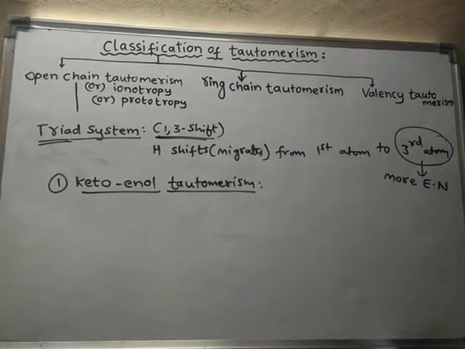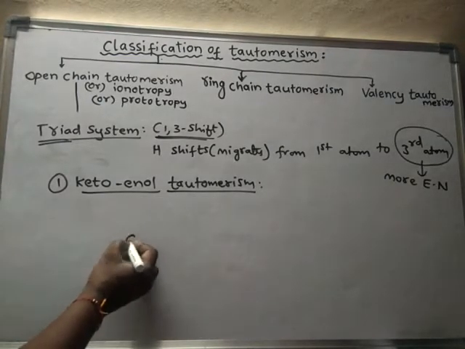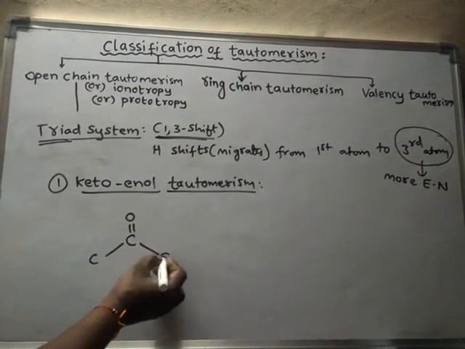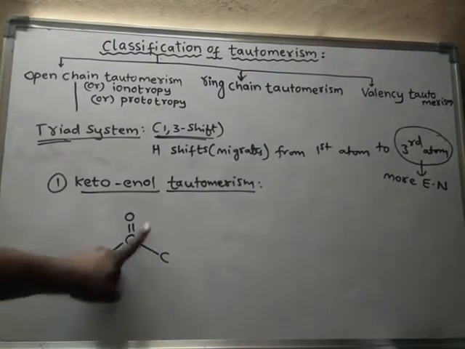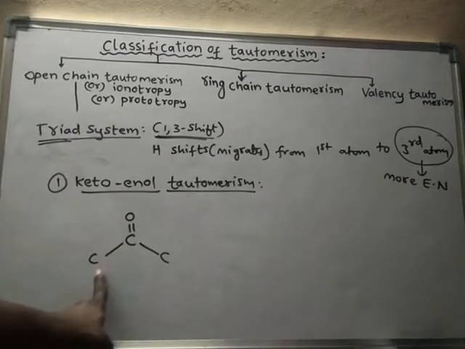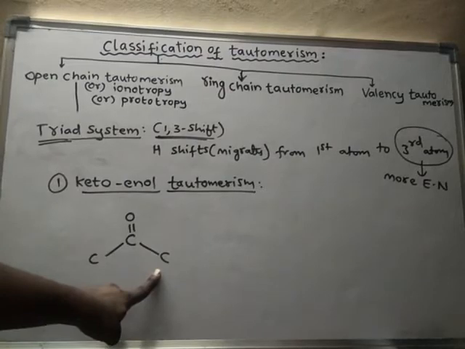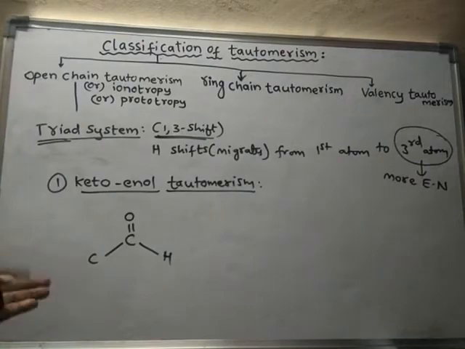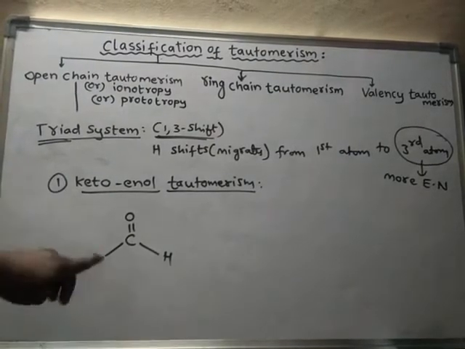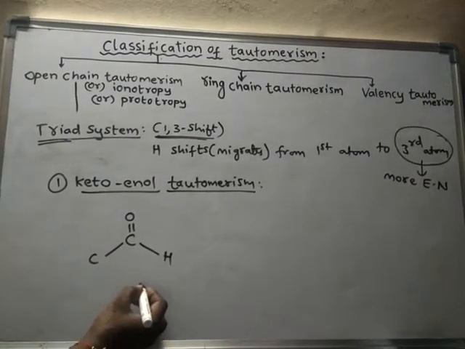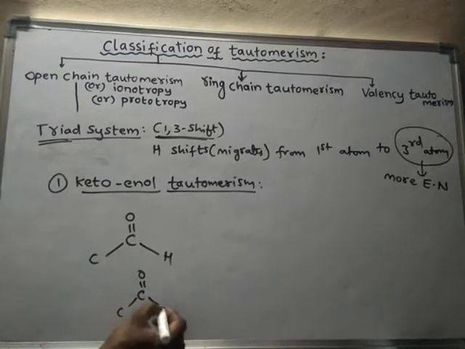Keto form means maybe aldehyde or ketone. So generally the keto form will be like this. This is called the carbonyl group. If it is attached to 2 carbon atoms, then it is said to be a ketone. If it is attached to only 1 carbon atom, then it is said to be an aldehyde. Both aldehyde and ketone are said to be keto forms. So here this is also a keto form.